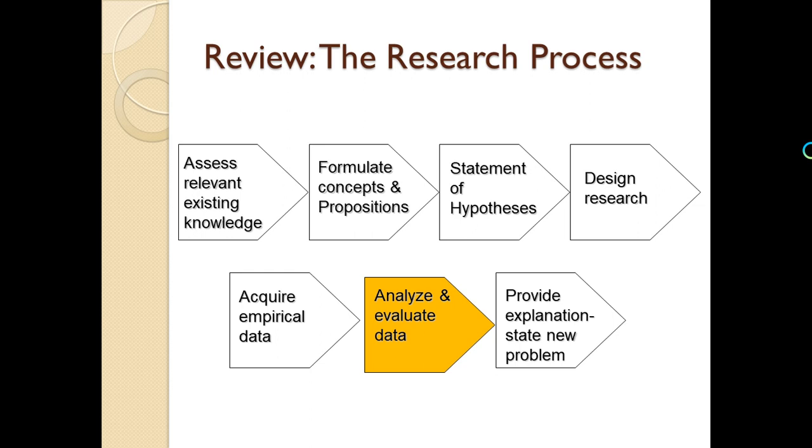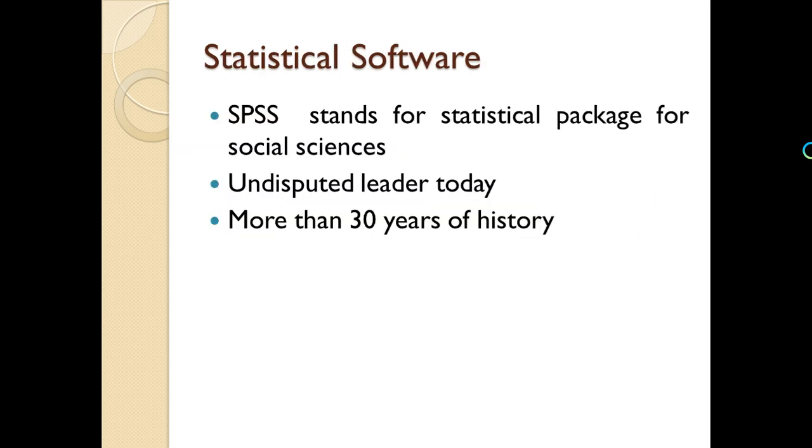To recap the research process, we had already seen 5 steps, and then we had already started with step 6 called analyze and evaluate data. And in step 6, we had learned how to prepare a code book and then a master sheet. Today we are going to see the software in which we are going to enter the code book and the master sheet. And in order to do so, let's have a quick introduction to the statistical software.